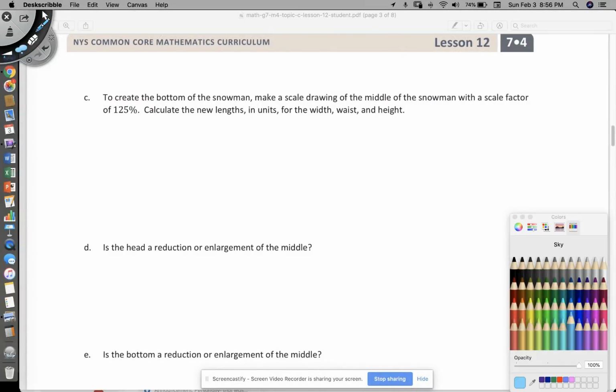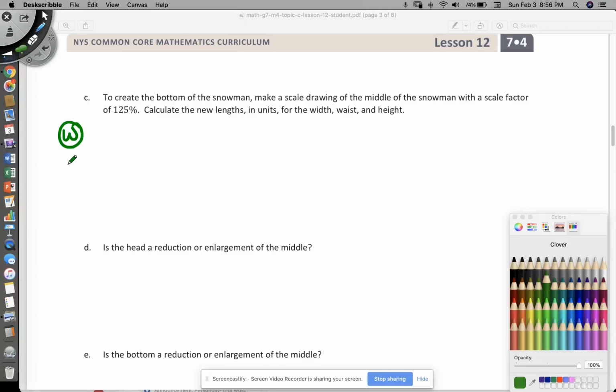Okay. C. To create the bottom of the snowman, this is going to be the enlargement piece of the scale factor. From the middle snowman, use the scale factor of 125%. So I'm going to start this one off, and then you're going to finish it up. This is going to be one I'm going to grade.